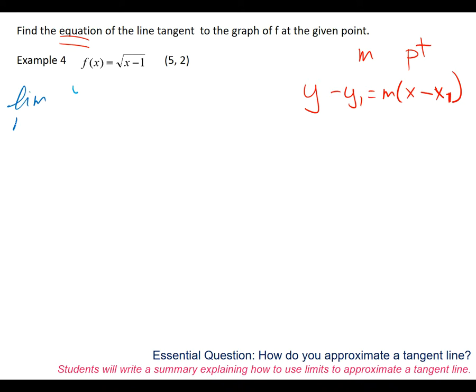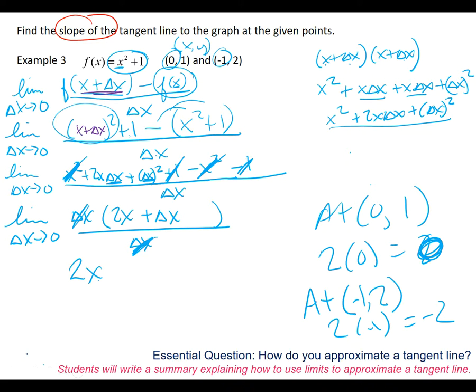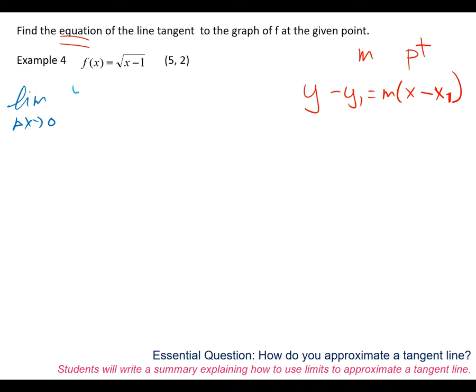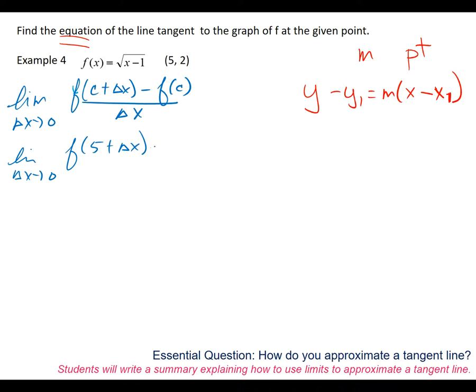Alright, so the limit as delta x approaches 0. It's okay for us to use the plug-in c method, not the one we did where we plugged in the x like this one here in example 3. So limit as delta x approaches 0. And I'm going to write out my formula with the c in it because again I'm trying to memorize it for the test on Friday. Alright, what are we going to plug in for the c? We're going to plug in the 5. So we've got f of 5 plus delta x minus f of 5 over delta x.